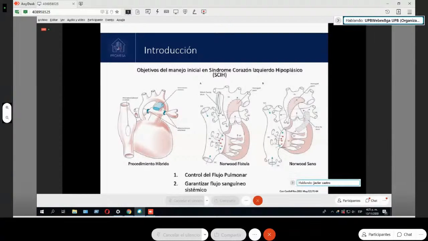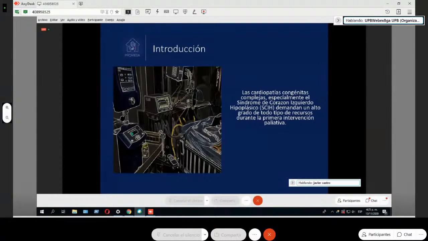There are two types of interventions. We have the Norwood surgery. In the middle, we have the Norwood with a shunt. The only thing we change is how we take the blood flow to the lungs. The other is called the Norwood with a conduit. And there is another procedure, which is the hybrid, a blend between surgery and intervention, where we also achieve this goal.